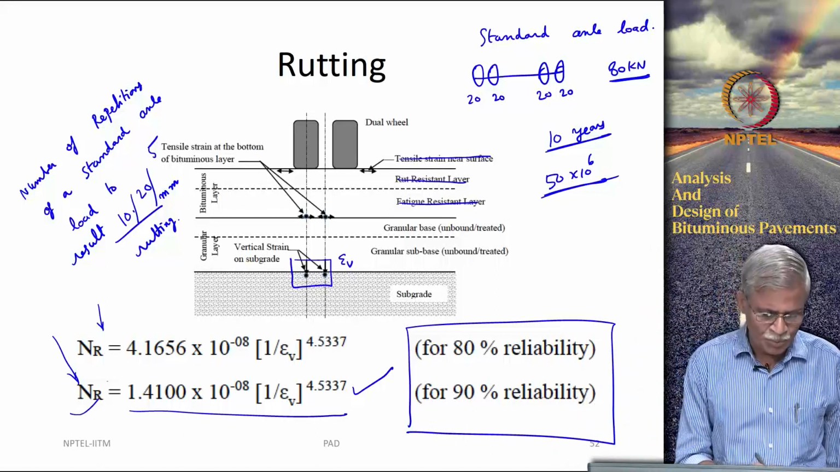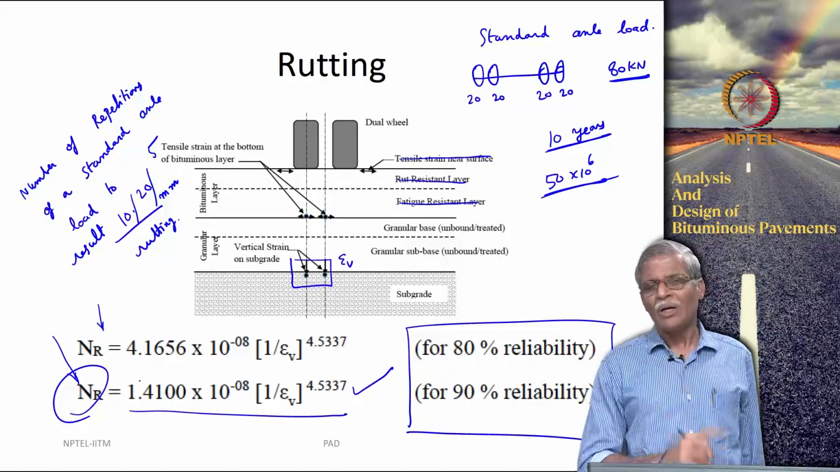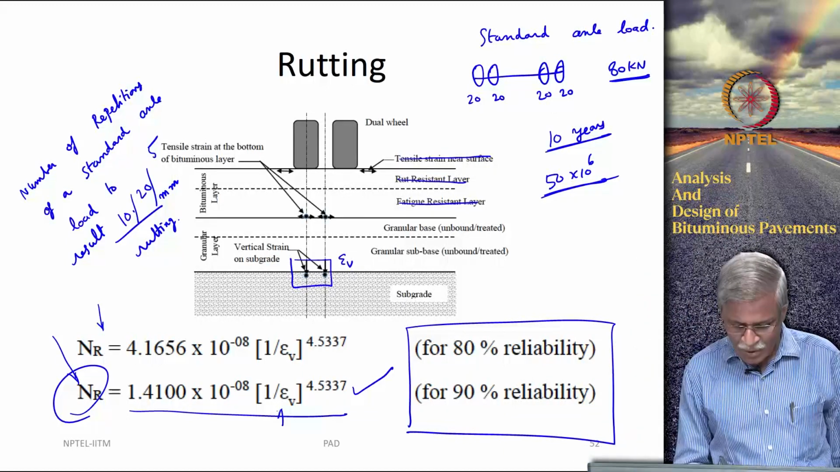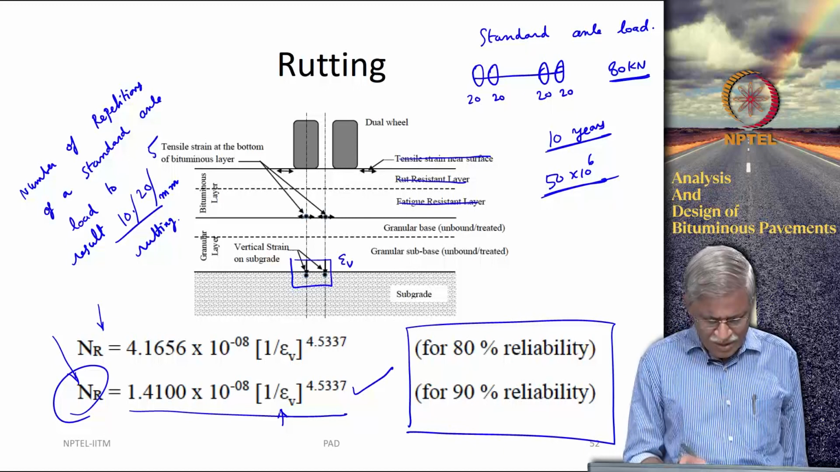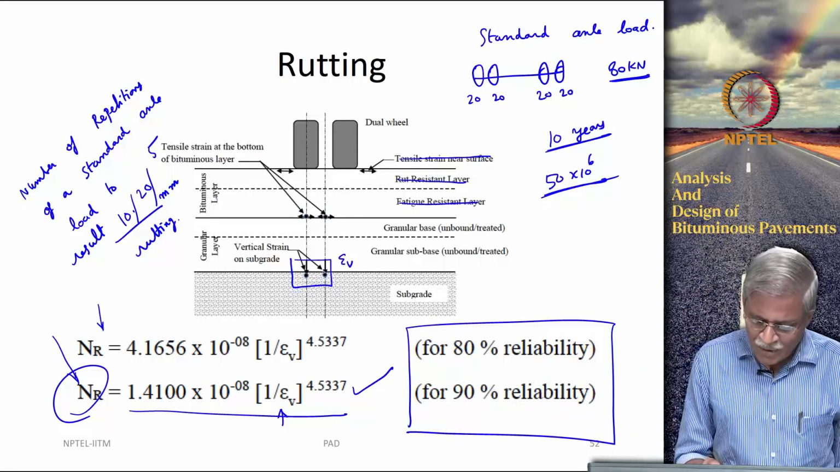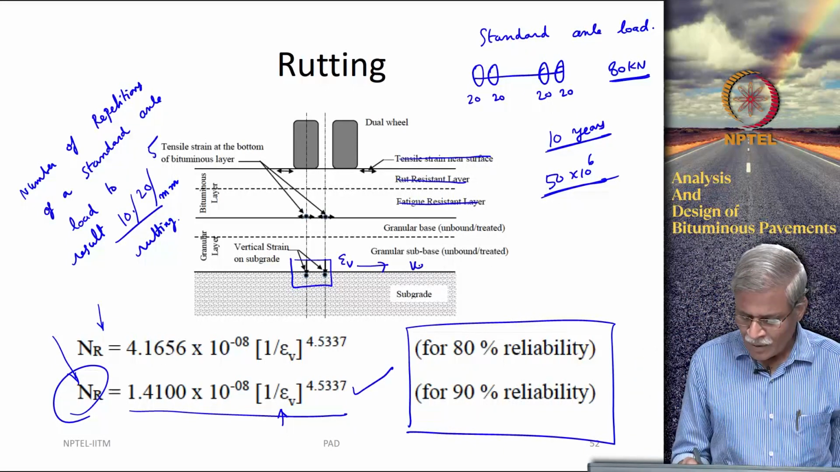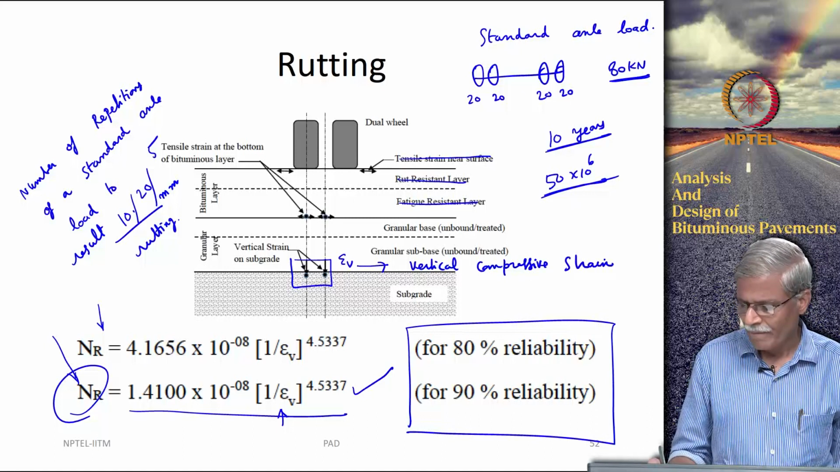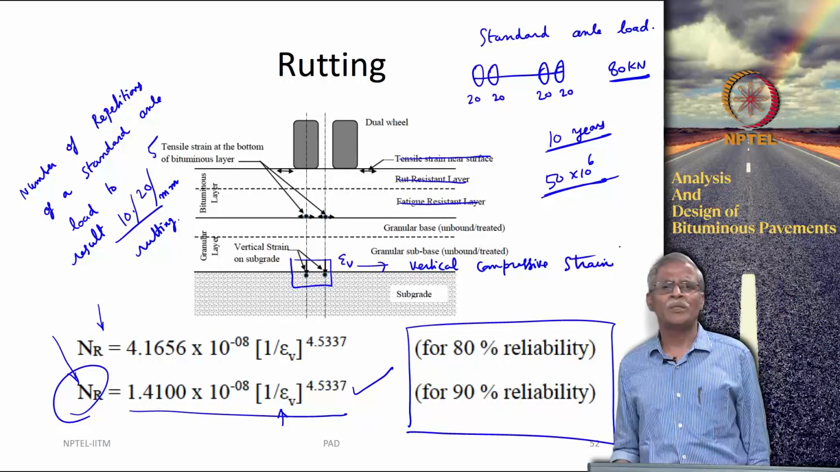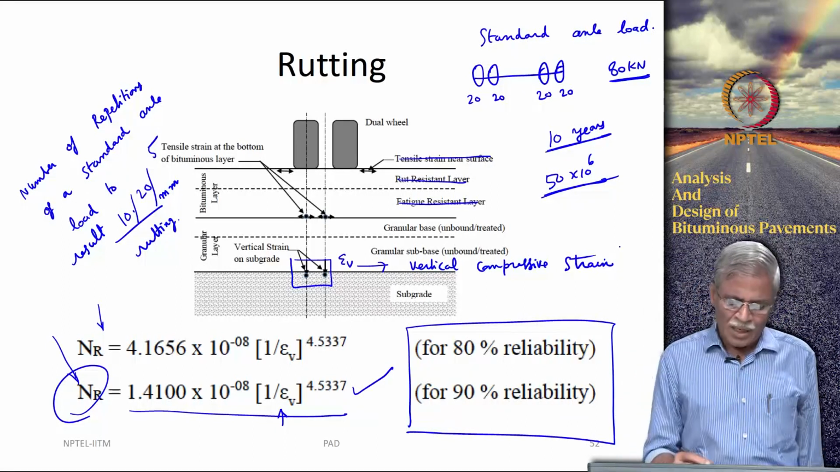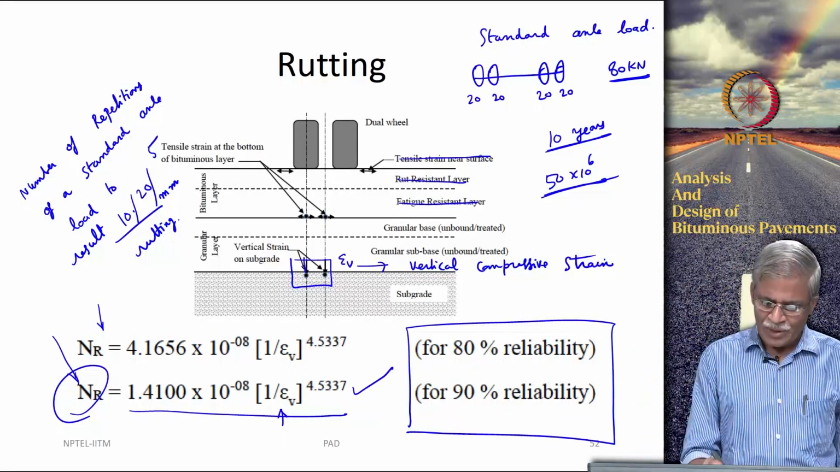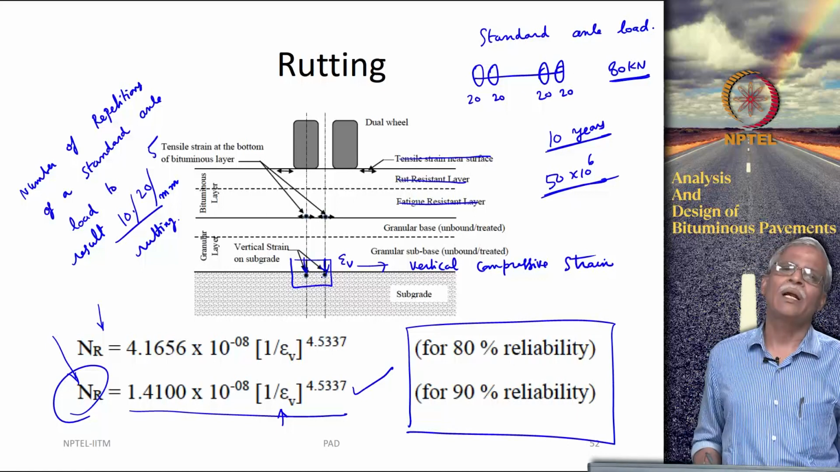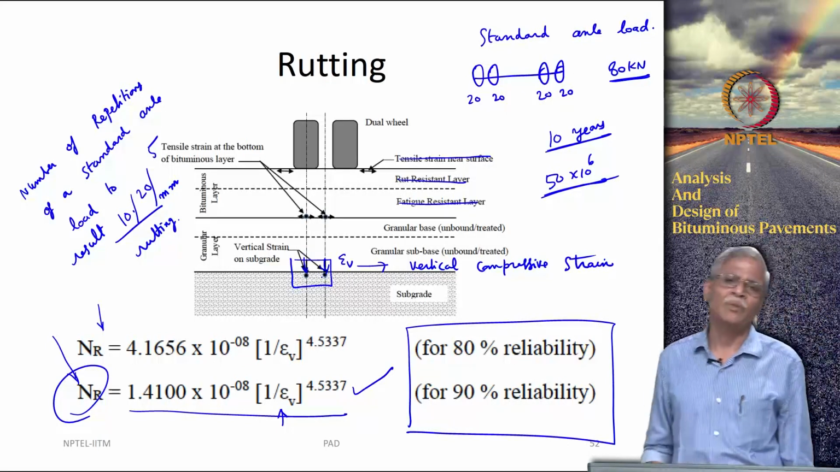So, this is on the left hand side, but on the right hand side what you see is epsilon v. Now, what is this epsilon v? Epsilon v is nothing but the vertical compressive strain. Okay. Now, what is this vertical compressive strain? You can actually see the way in which it has been indicated here. So, this is the vertical compressive strain.